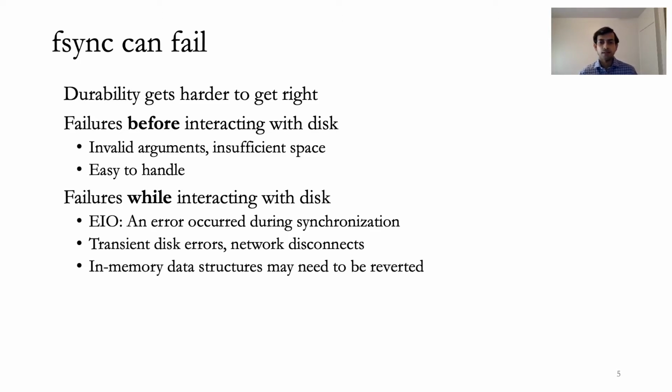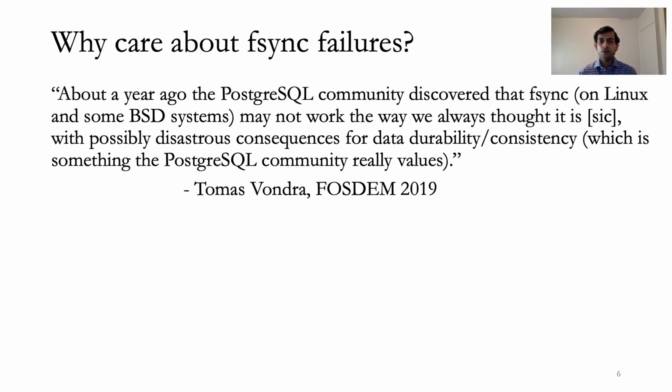And disks can fail. Transient failures are common, and now cloud providers are offering disks that can be attached or removed over the network, so you are susceptible to network failures as well. So if the file system encounters failures at this point, it returns -1 and sets the error code to EIO. And because in-memory state has been modified, it might need to revert it. And these fsync failures are important.